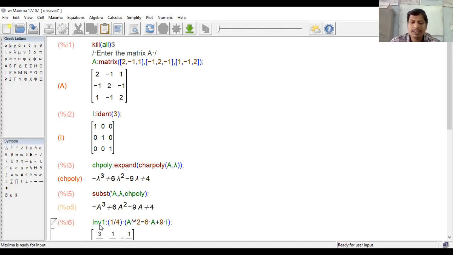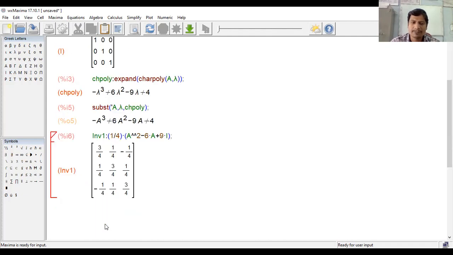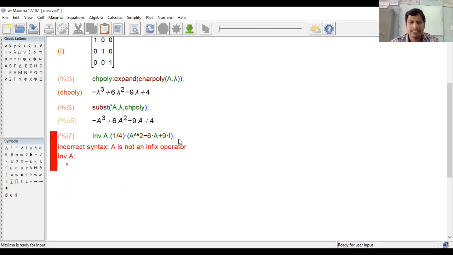What is the inverse of A? Suppose you take inverse of A. That inverse of A means that is 1 by 4. Then theoretically simplify this one. After that 1 by 4 into A square minus 6A plus 9I. Okay, you take constant I. I means identity matrix. After that you press shift enter.